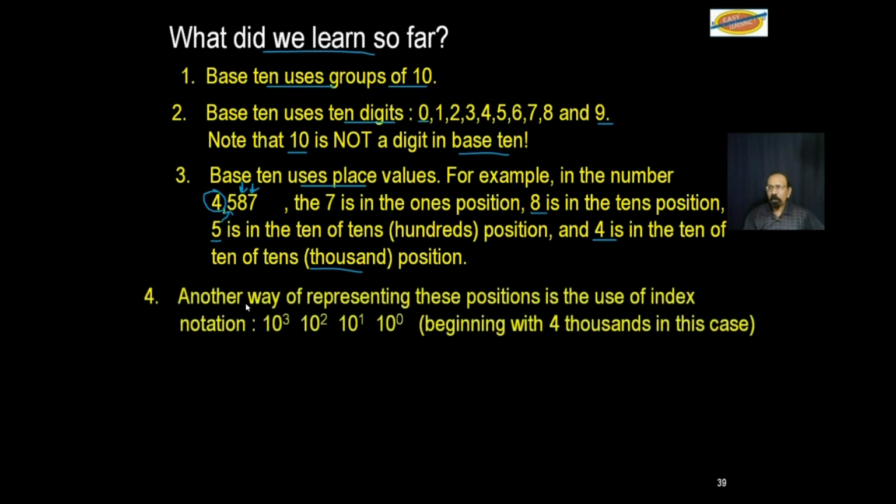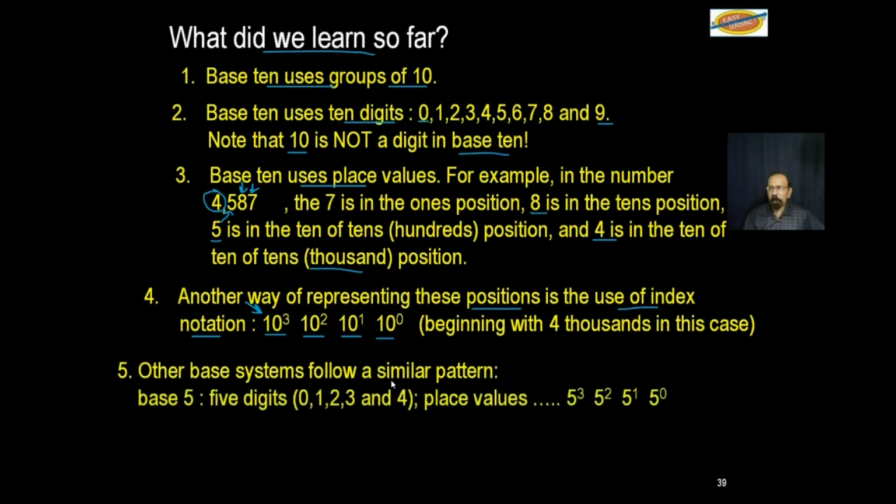4,587. Another way of expressing these positions is the use of index notation. 10 to the third power, then 10 squared, then 10 to the first power, 10 to the 0 power, beginning with the thousands at this point. Other base systems follow a similar pattern.